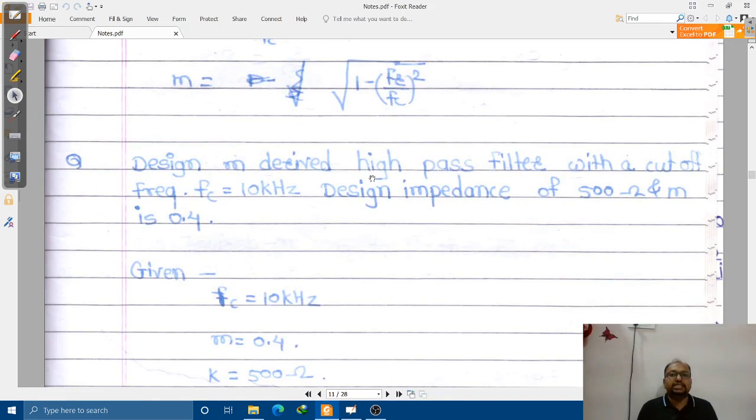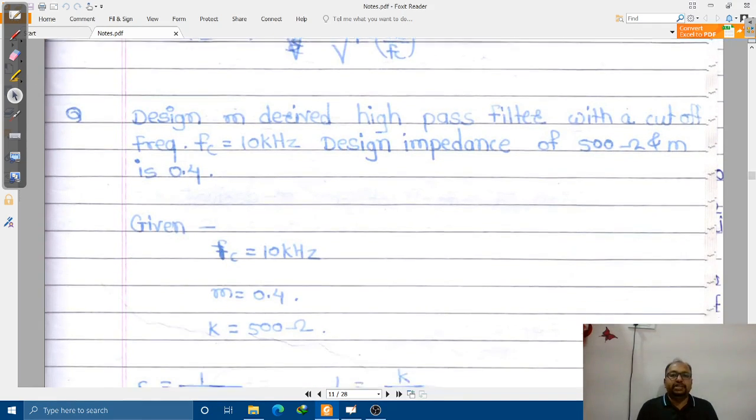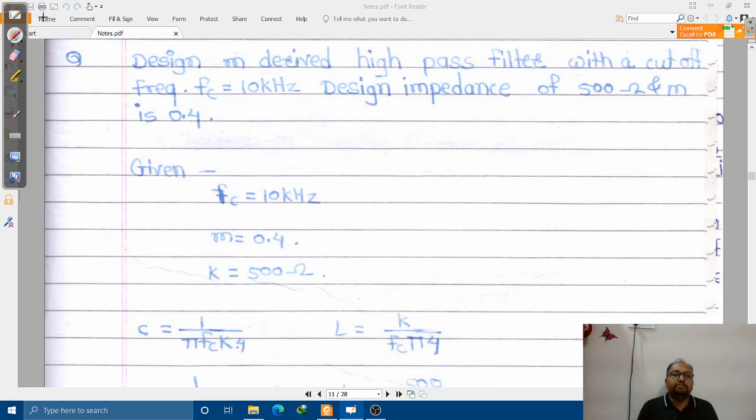Now let us go for designing this M-derived high pass filter. Design an M-derived high pass filter with a cutoff frequency of 10K, design impedance of 500 ohms, and they have directly given you M. So no need to calculate M. You directly calculate the corresponding values of capacitor and inductor with respect to the modification factor M, which they have given in the problem itself, right? So let us design this problem.